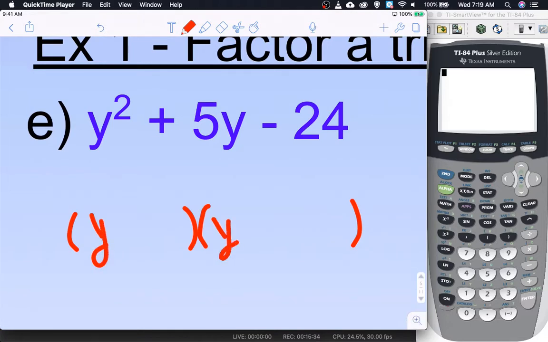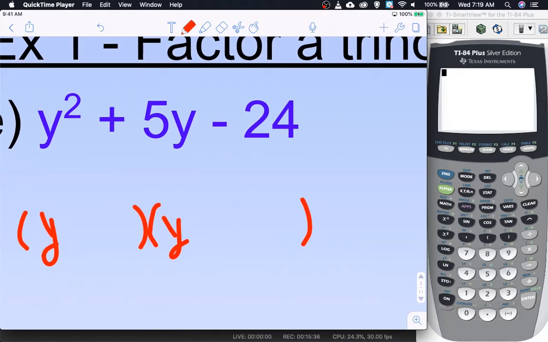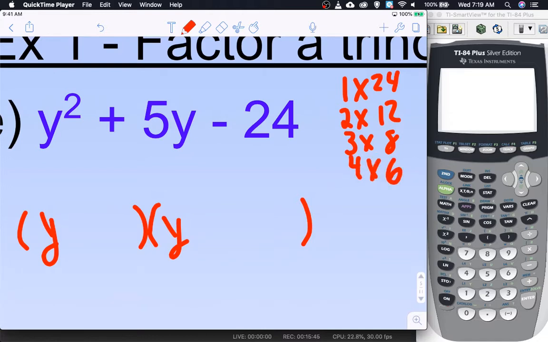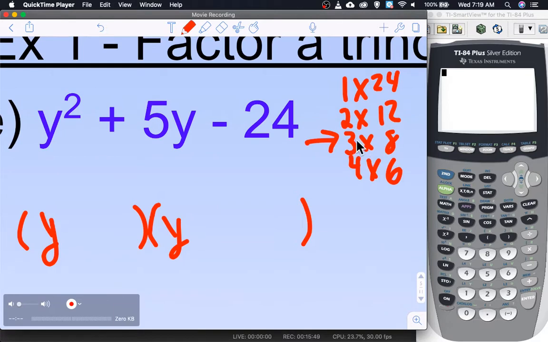Y and Y. I'm guessing it's going to be 8 and 3. 1 times 24, 2 times 12, 3 times 8, 4 times 6. I'm guessing it's going to be this one because 3 times 8 is 24, and I can make a 5 using 3 and 8. I'm going to guess it's that one.